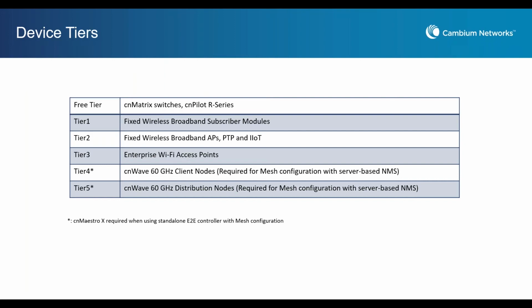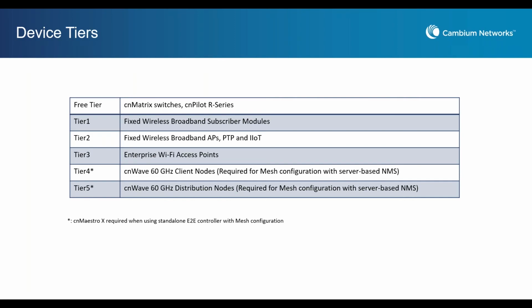Some details here, don't worry about it, but broadly what I want to mention is that excluding the free tier, there are 4 paid tiers. Tier 1 for the subscriber module, tier 2 for the fixed wireless access point, tier 3 for the enterprise access point, and tier 4 and 5 for cnWave, the 60 gig product.